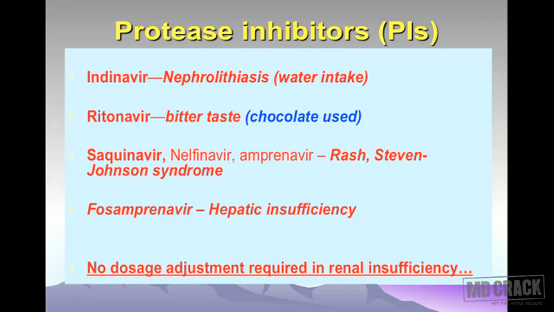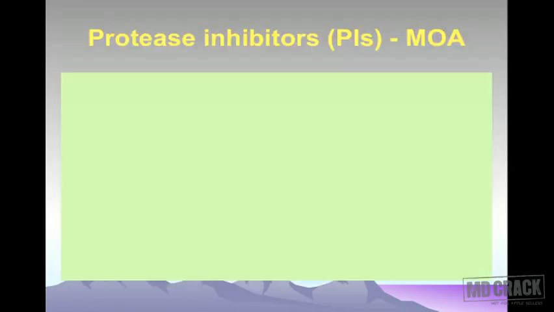As far as renal insufficiency is concerned, PIs, that's protease inhibitors, are better, and there is no dosage adjustment required in renal insufficiency. But coming to the individual adverse effects, once again: indinavir, nephrolithiasis; ritonavir, bitter taste sensation in the mouth; saquinavir, rash and Stevens-Johnson syndrome; and fosamprenavir, hepatic insufficiency. Such facts are going to be useful to you when you are tested on your objective questions.